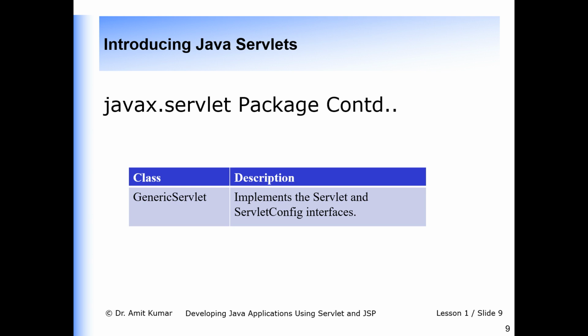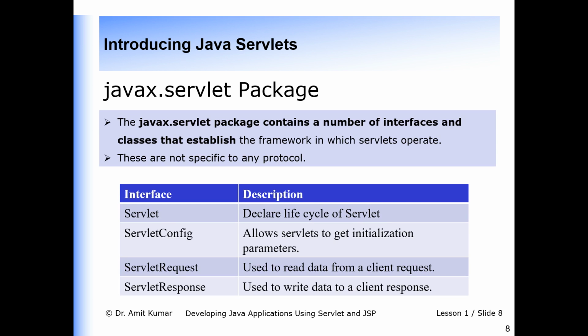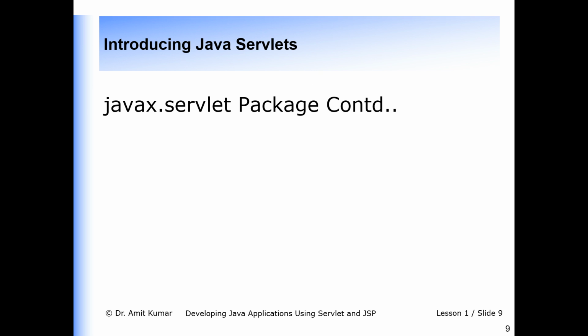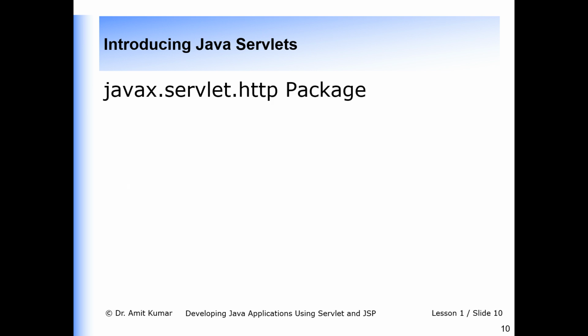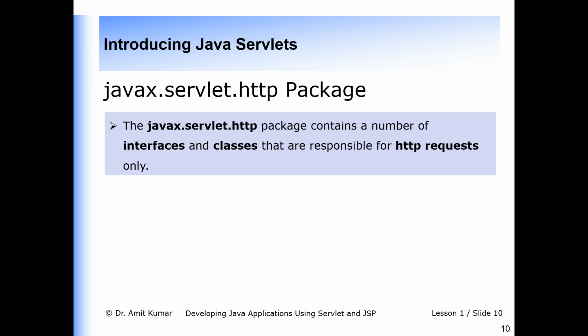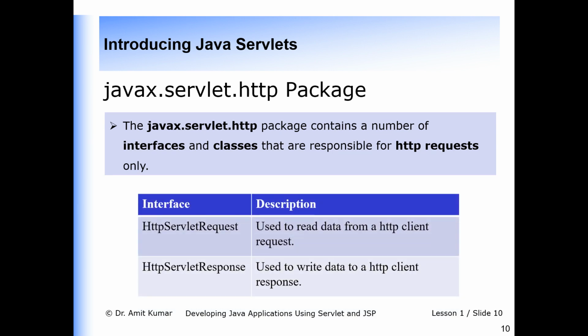Right now I am just briefing some of the interfaces and classes that exist in the javax.servlet and javax.servlet.http packages. Now come to the next one, the javax.servlet.http package. This package also contains a number of interfaces and classes that are responsible for HTTP requests only. You have to remember, this package is restricted to HTTP requests only, meaning protocol dependent. It uses the HTTP protocol to make HTTP requests. You can see it also has some interfaces like HttpServletRequest and HttpServletResponse.